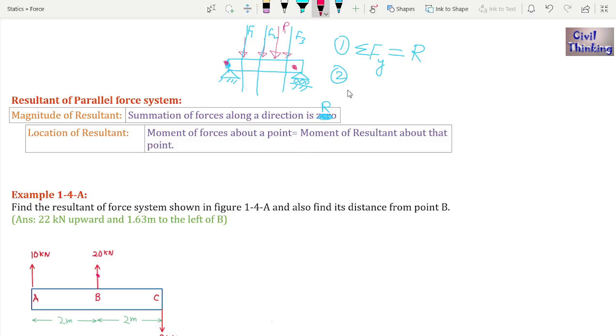Now the moment of F1, F2 and F3 about this point will be equal to the moment of the resultant about this point, okay? So we will apply this: moment of forces is equal to moment of resultant. Okay, you will understand everything when we solve this example, so don't worry. Yeah, of course it is about a particular point, okay, about a particular point.